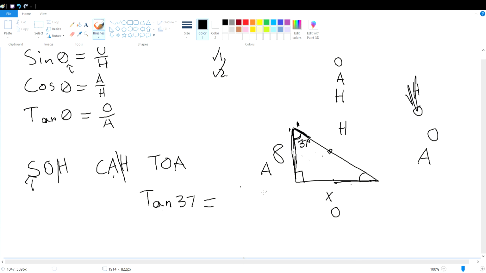which is x over 8, because adjacent side is 8, opposite side is x. Once again, we'll go into our calculator. Make sure you are in degree mode. If you don't know how to change that, search it online.